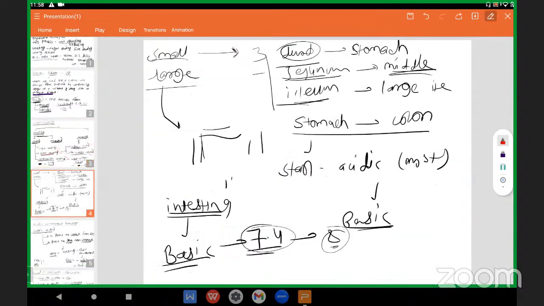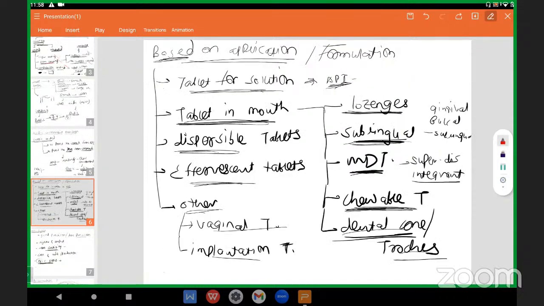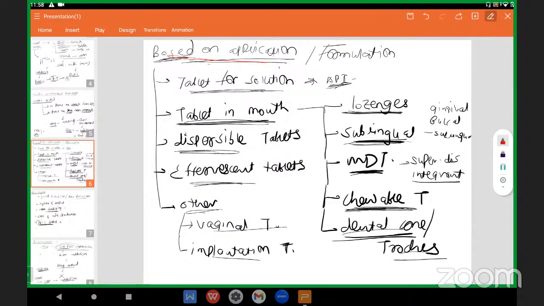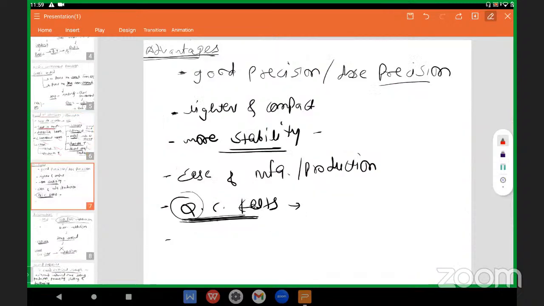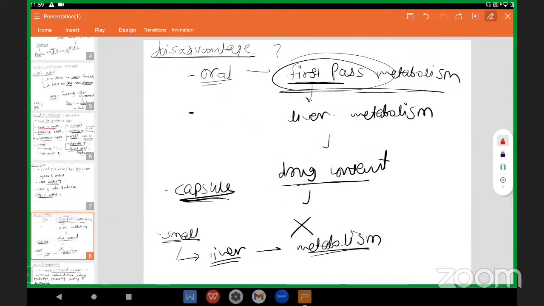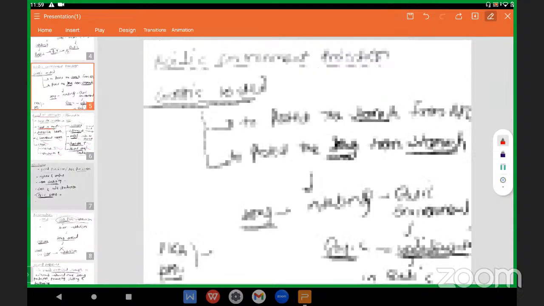Then we have seen, based on the application of the formulation, there are different categories like tablets for solution, tablets in the mouth, dispersible tablets, effervescent tablets, and others. Others also have two categories, the vaginal tablets and implantation. And under tablets in the mouth, there are lozenges, sublingual tablets, mouth dissolving tablets, chewable tablets, dental cones, and troches. Then we have seen the major advantages of the tablets. Then disadvantages. First pass metabolism is a major disadvantage.